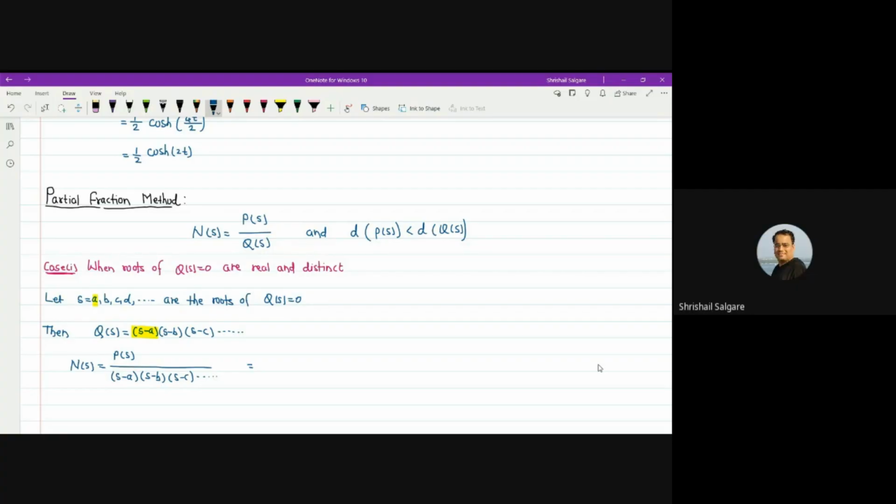What is the representation of this ratio? Ayush, I think you are not audible properly. Ritesh, yes sir. How to represent this? Sir, A upon s minus a plus B upon s minus b. Yes, very good. It can be represented as A upon s minus a plus B upon s minus b. So like that, continue.